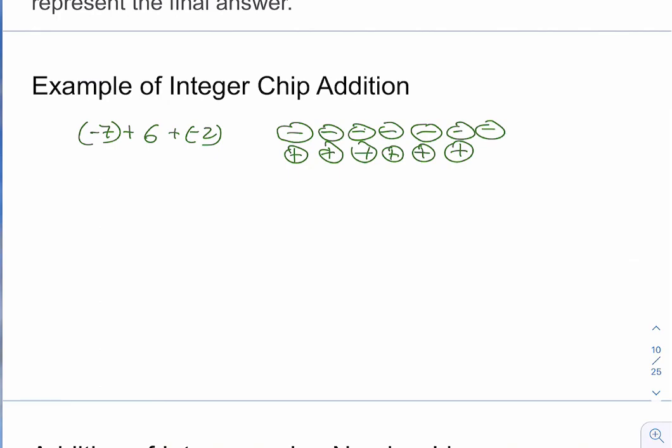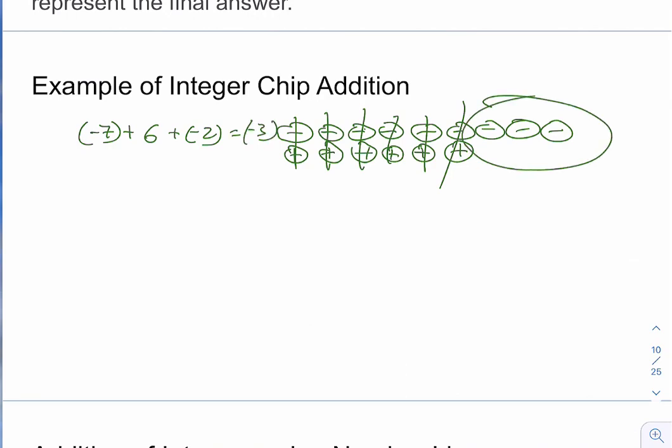Now I need to add my negative 2. I'm going to add those on the end of the rest of my negatives. Now I take out my 0 pairs. 1, 2, 3, 4, 5, 6. What does that leave me with? The answer is negative 3. So that's integer addition.